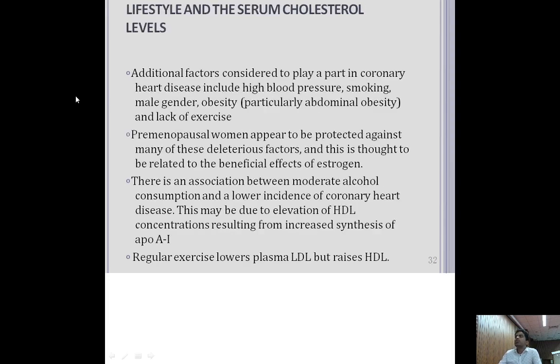Okay, so how can you reduce the cholesterol level by lifestyle modification? Generally the risk factors of increased cholesterol are high blood pressure, smoking and obesity. So by changing the lifestyle also you can reduce the cholesterol level in the body, apart from using the drugs.